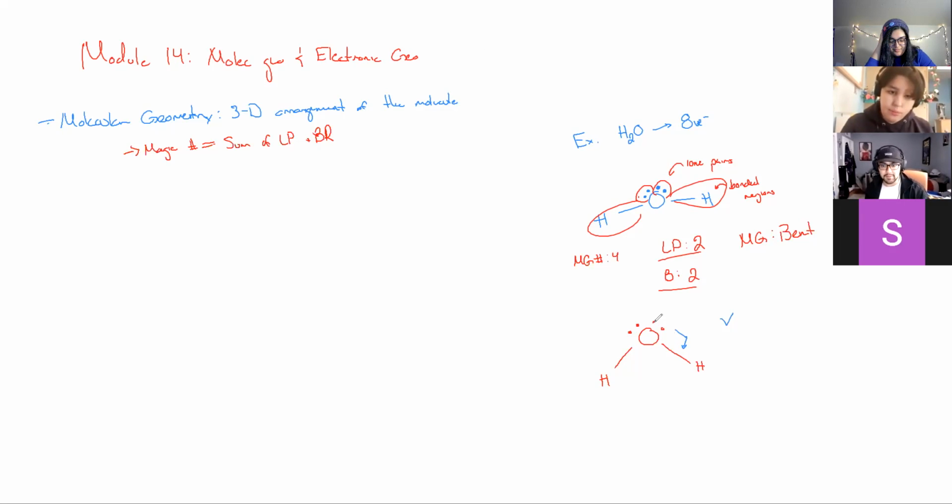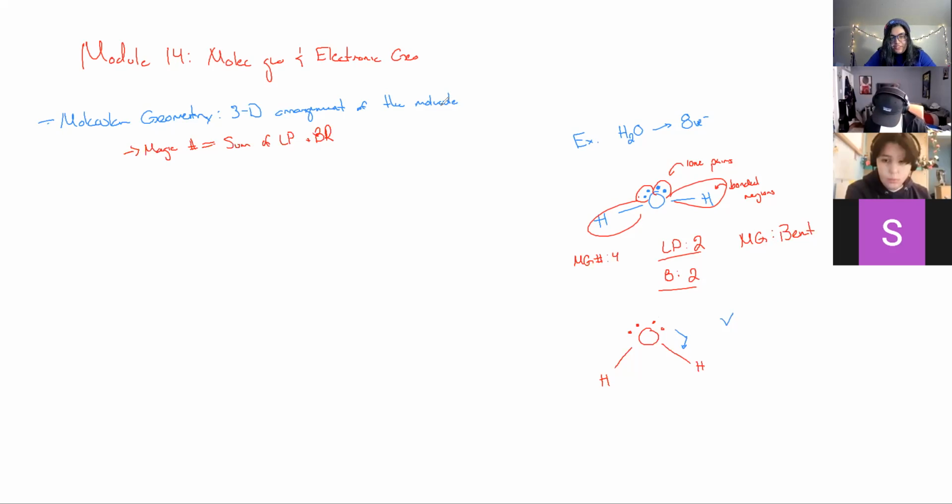So molecular geometry is simply the 3D arrangement of our molecule. I'm guessing you guys want to do more examples, right? Yes, please. Okay, I need to think of more. Let's do NH3.